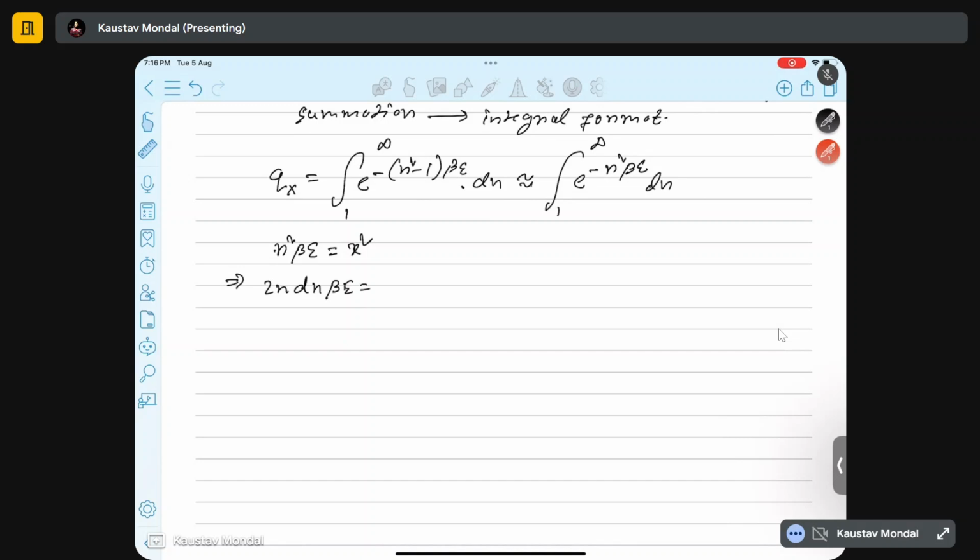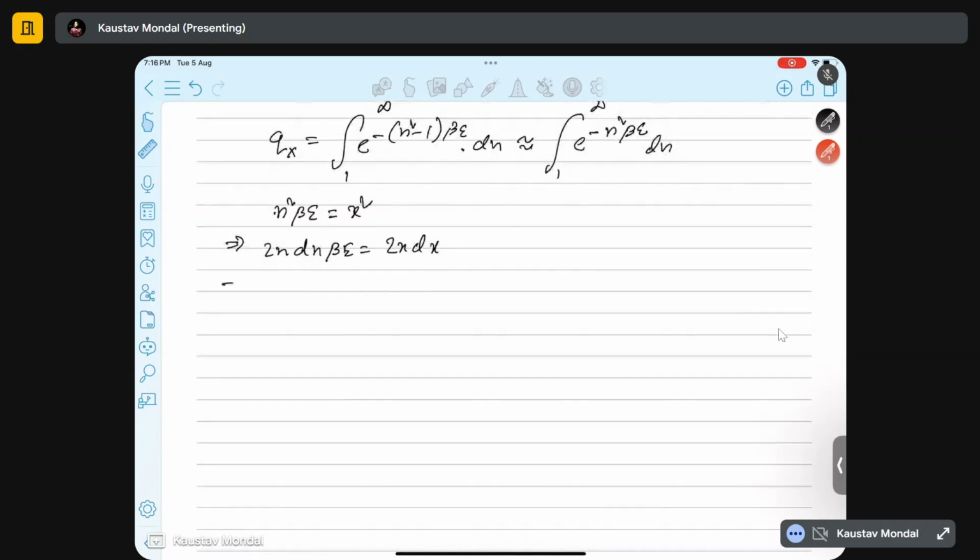to 2x dx. So that means you can write this dx as... or we actually need dn in terms of dx. Okay, so dn we can write as x by n, 1 by beta e into dx. Okay, now x you already know, x is basically n into root under beta e.